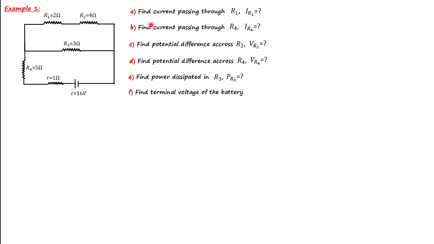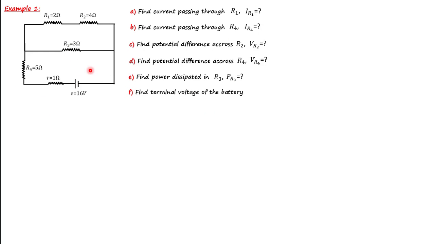Now let's have a very simple example. We have this circuit, with a battery with internal resistance. I'm going to have a bunch of questions for you. Find the current passing through R1, the current passing through R4, and the potential difference across R2 and R4. We're also going to find the power dissipated in R3, and the terminal voltage of the battery.